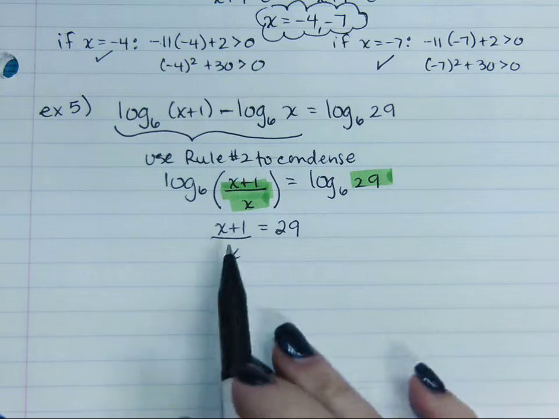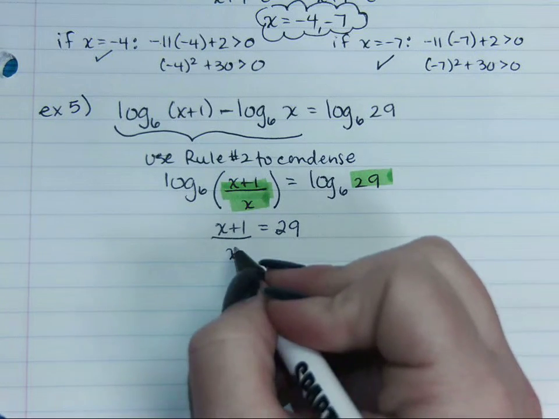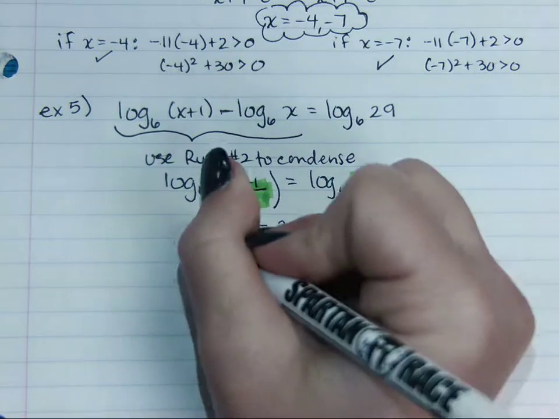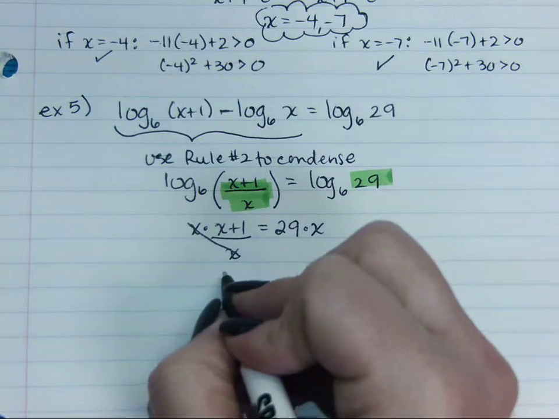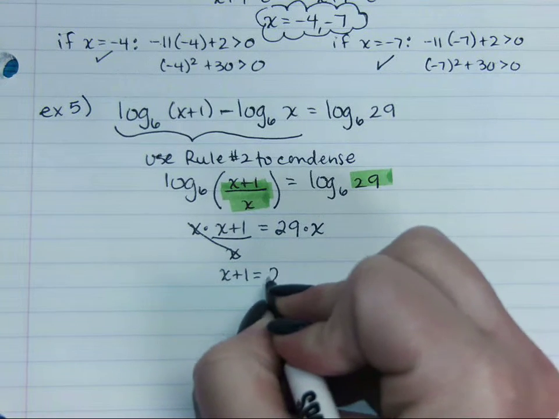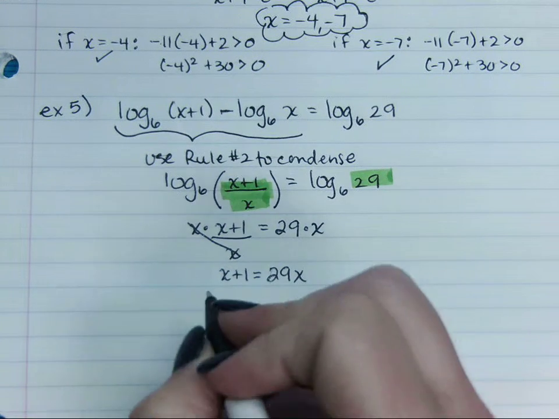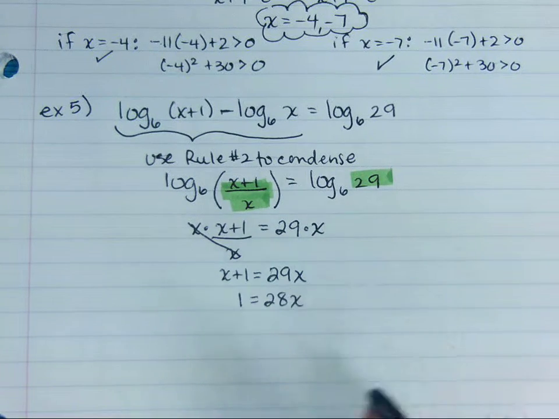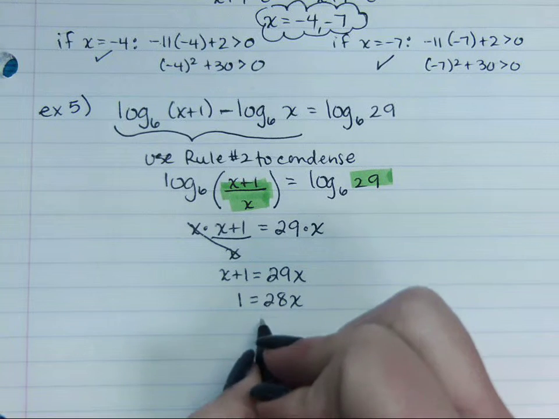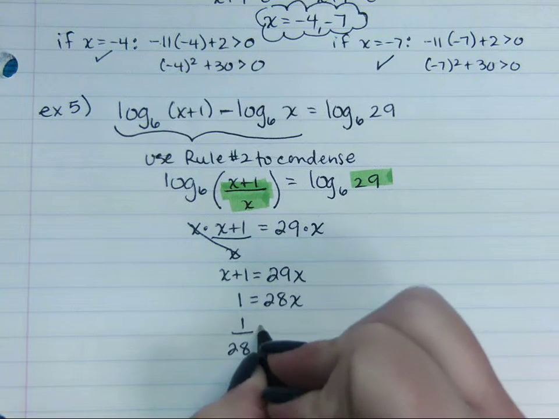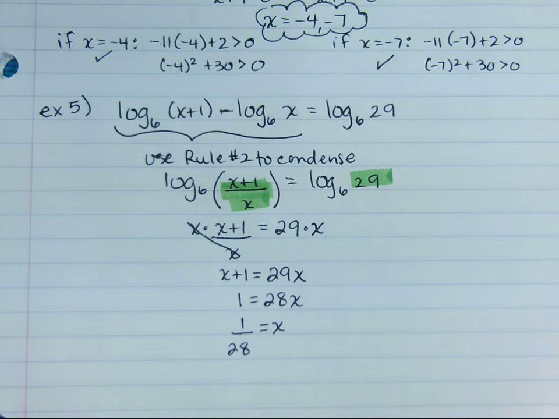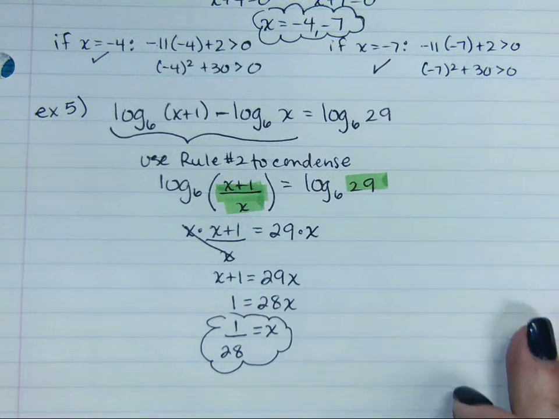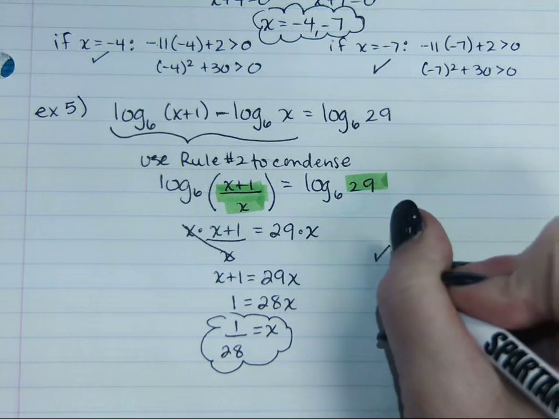And so I'm going to fraction bust, which means that I need to get rid of this fraction. So I'm going to multiply both sides by x. And when I do that, they cancel out. So I'm left with just the numerator is equal to 29x. And again, when I subtract the x from both sides, I'm going to get 1 equals 28x. And then I can divide both sides by 28. So the x value that I think is going to make these true is the fraction 1 over 28. And again, you always want to check that.